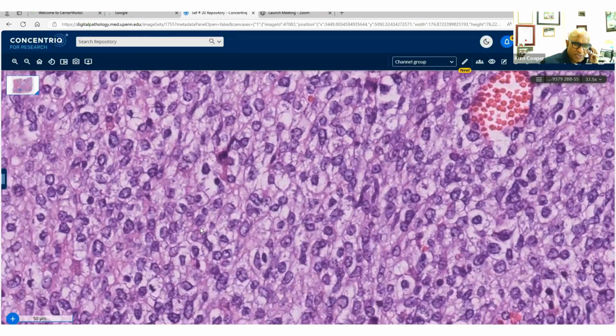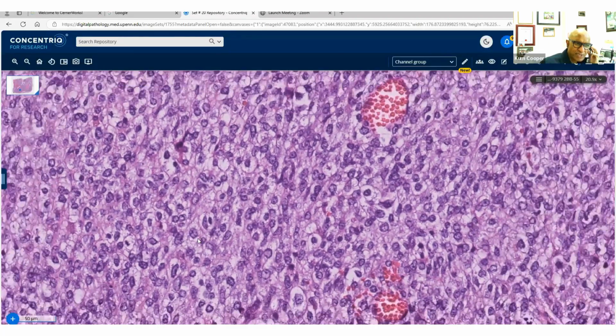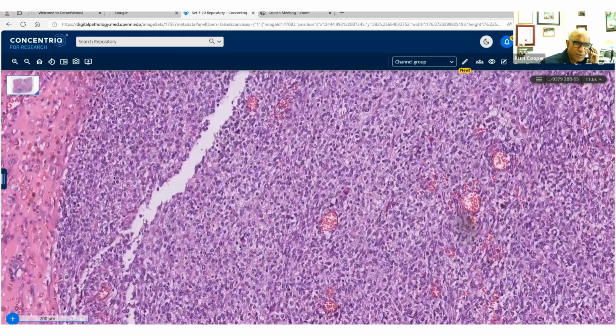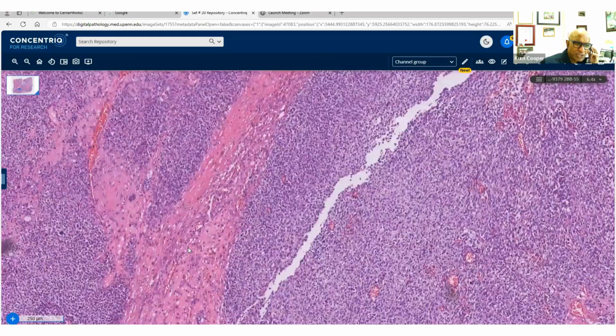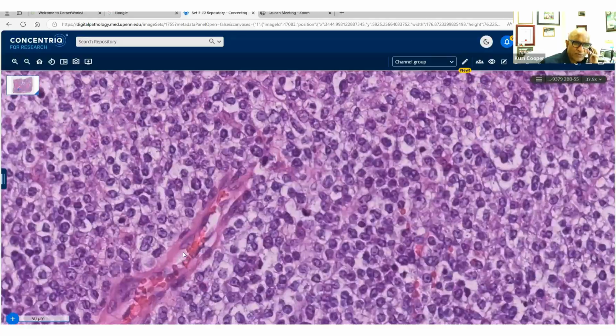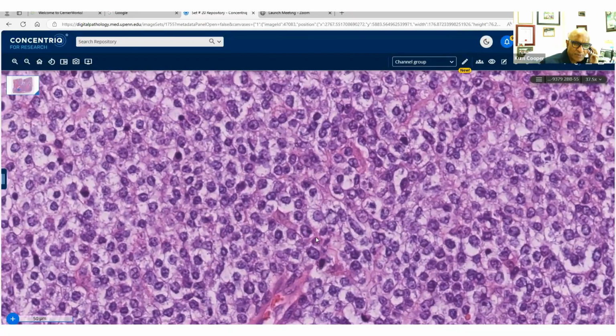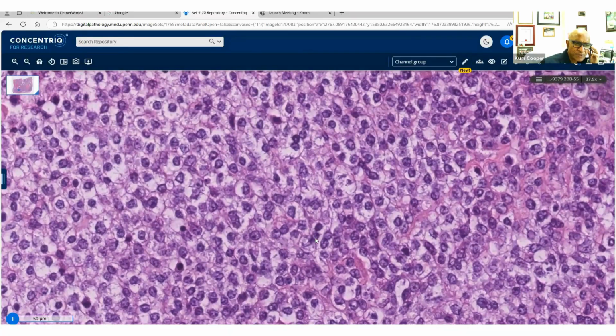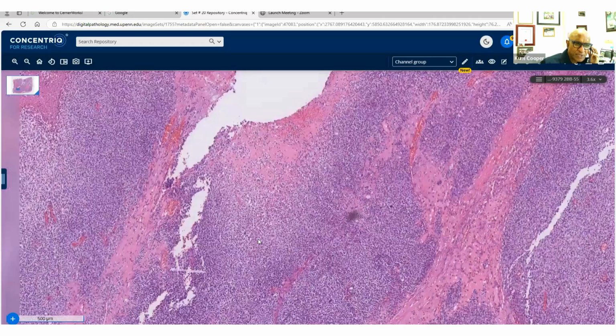That looks a little spindle, but that was very few cells that were spindle. Most of them look round. Most of them had these large nuclei with nuclear pleomorphism. And you can see some of them appearing clear as well. Okay, any thoughts? Ewing?